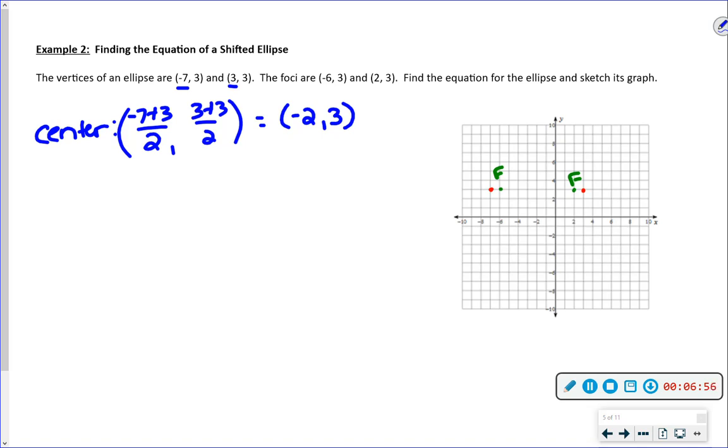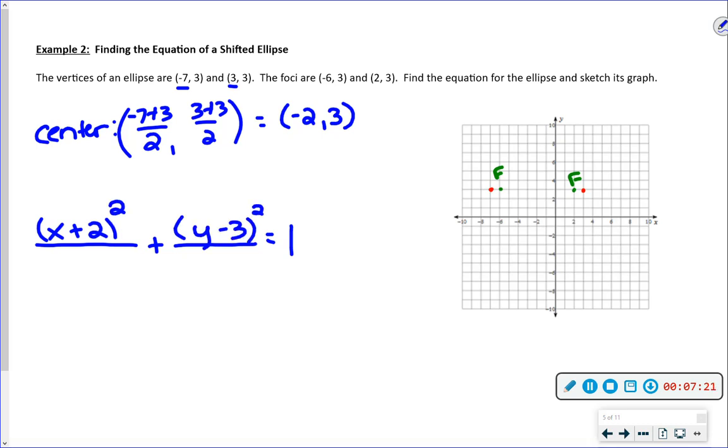Now, let's set up our equation here. We know it's adding because ellipse. Hold on. Now, with ellipses, remember, the order is just always alphabetical, x, y. But I'm not just going to put x squared, y squared like we have in the past for the numerators. We have to account for our new center. So our x squared is the center, negative 2, so I'm going to write x plus 2, and then y minus 3.